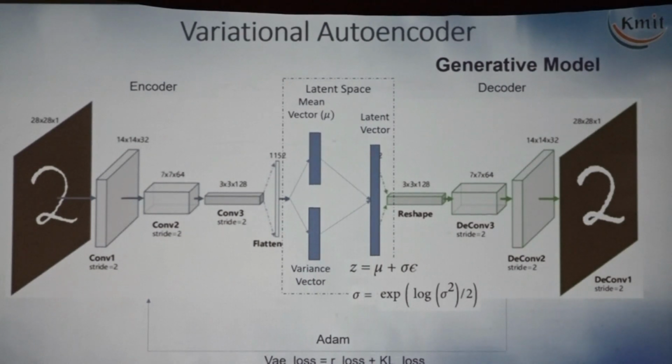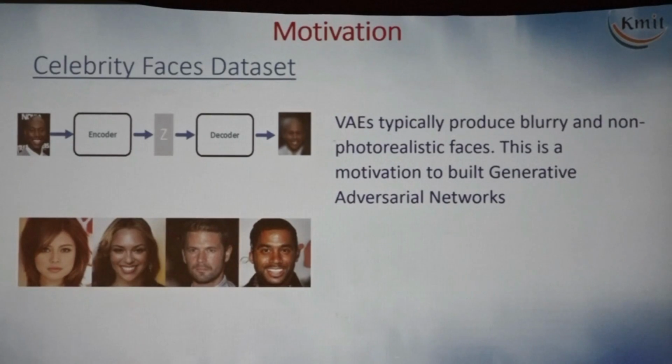How can we combine them? And why should we combine? The first thing is, if you use the variational autoencoder, see here, you can see the picture and this picture. Is it visible?